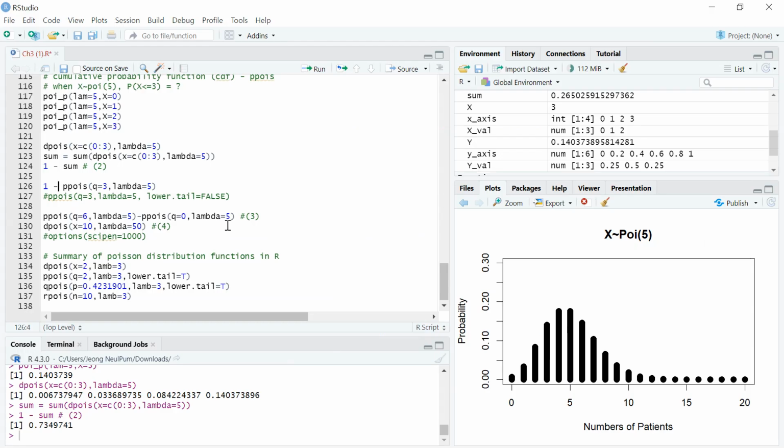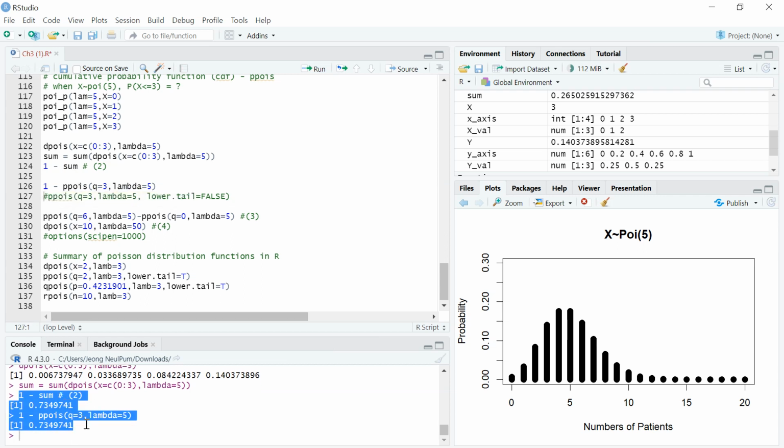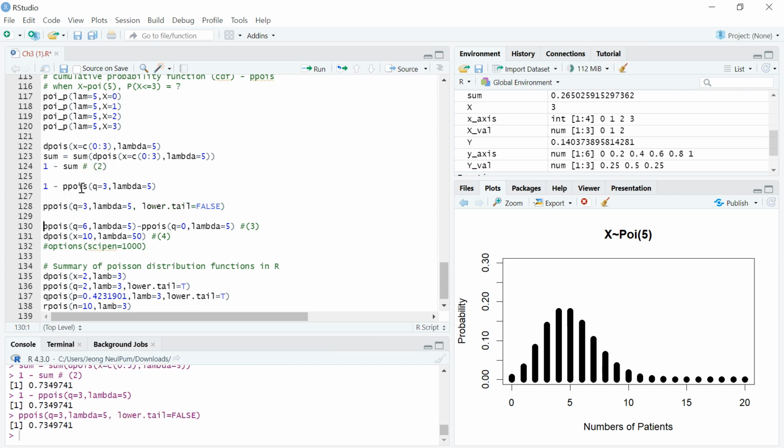However, as I already said, the p-Poisson function is similar to the p-binom function. It also gives us the CDF value of the Poisson distribution. So we can also get the same result by subtracting the result of p-Poisson from 1. It gives us the same value as the previous code. And if we set the lower tail option as false, we can directly use the result of the p-Poisson function here, which is the same as the previous results.